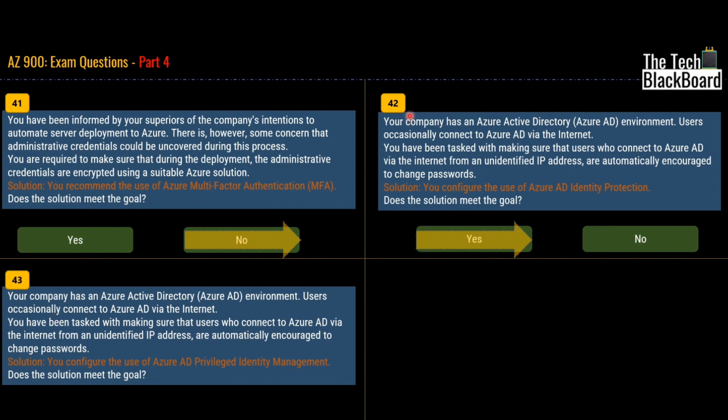Now that we have already answered question number 42, it's already clear that the answer for question number 43 is a no. Azure AD Privileged Identity Management, or PIM, is a service in Azure Active Directory that enables you to manage, control, and sometimes even monitor access to important resources in your organization. But in this case, our requirements are different and Azure Privileged Identity Management does not fit.